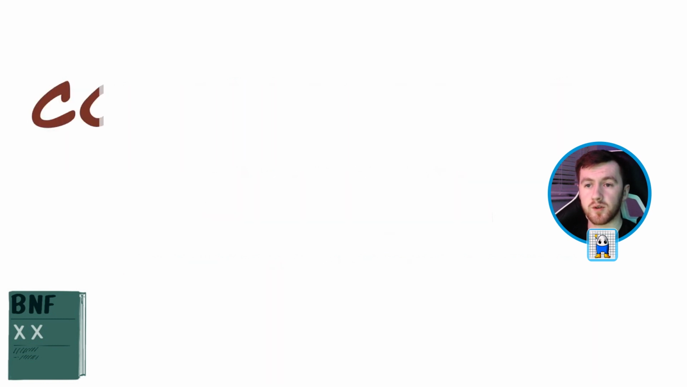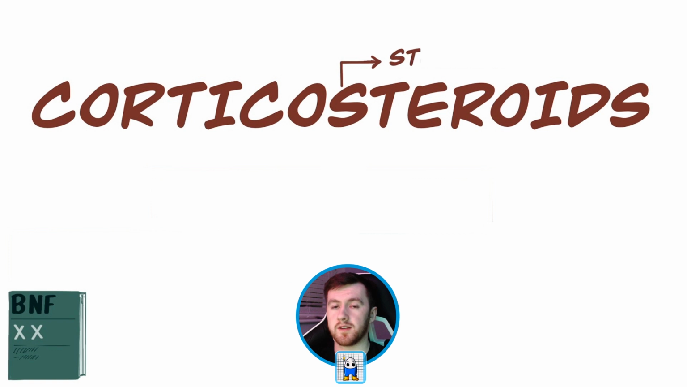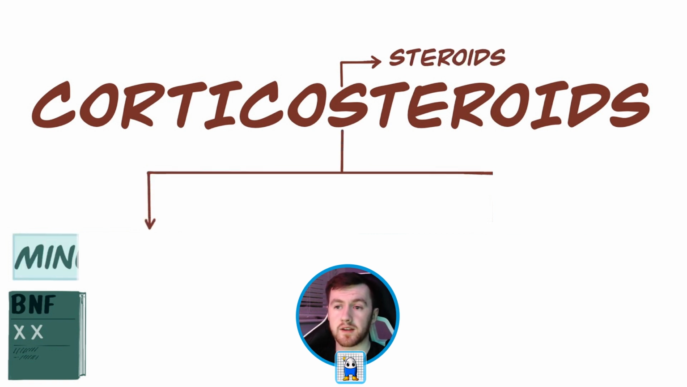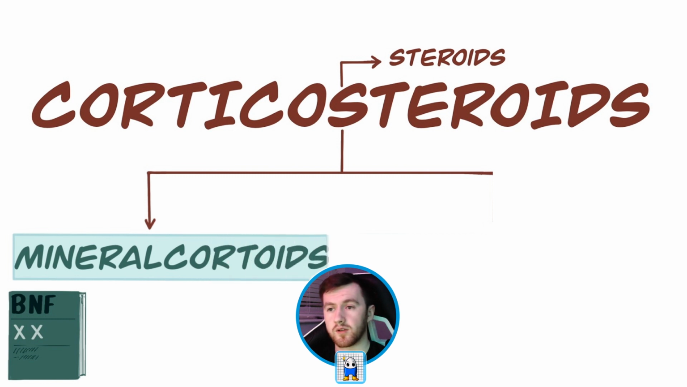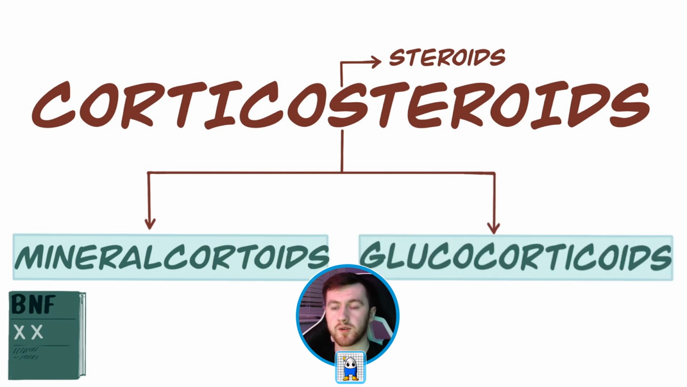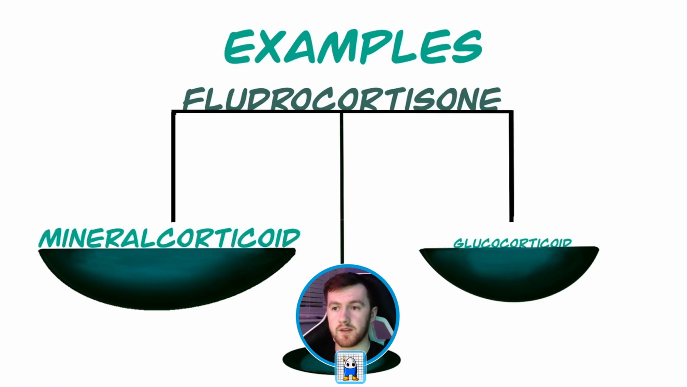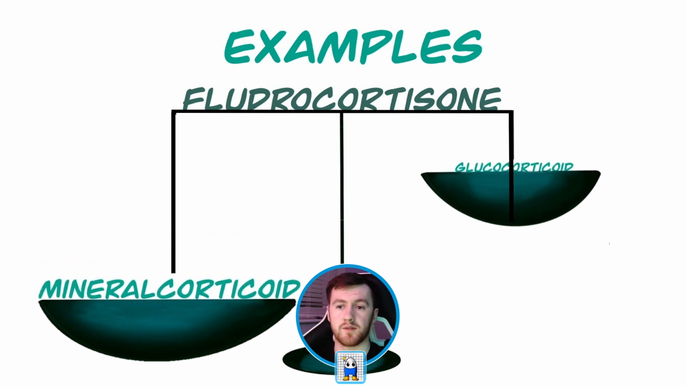So first of all, corticosteroids, also known as steroids, have anti-inflammatory properties used to treat a wide range of conditions. They can be classified as either mineralocorticoid or glucocorticoid. So, in terms of medication, fludrocortisone has a very high mineralocorticoid activity with insignificant glucocorticoid action, and this is going to be the main drug that we discuss in this video.